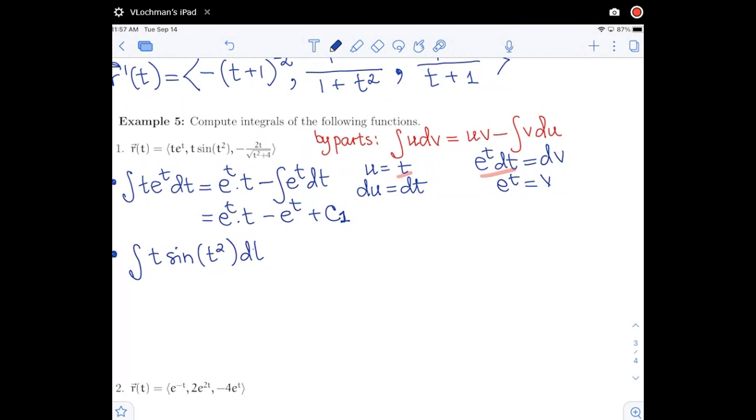How would you integrate this one? You could do, yep, u substitution. Very good. If you need to set up u substitution, you could do that. So in this case, it would be t squared, right? Or if you see how to undo this differentiation, you can just tell me what that is.